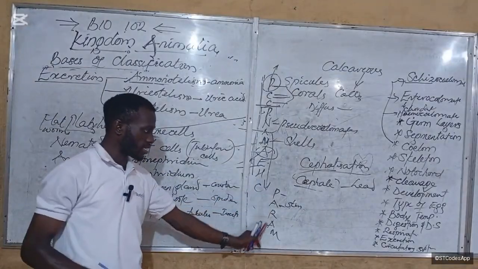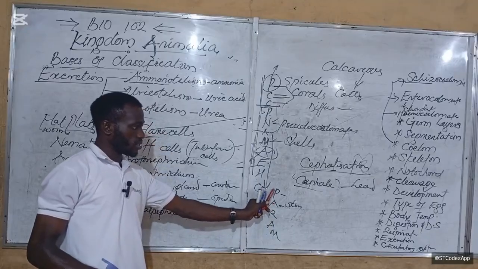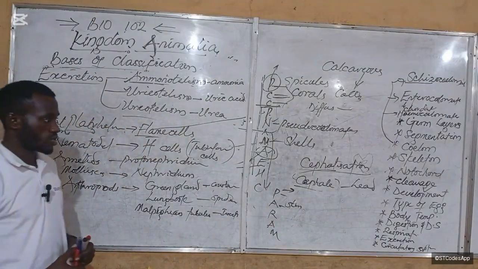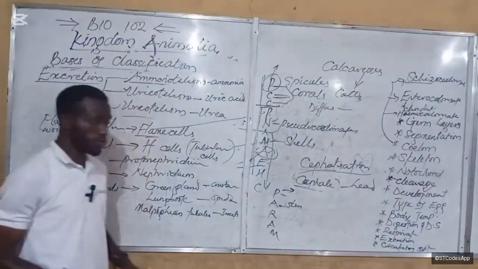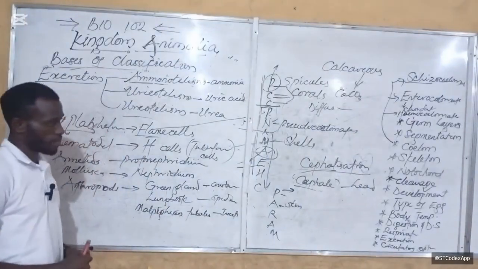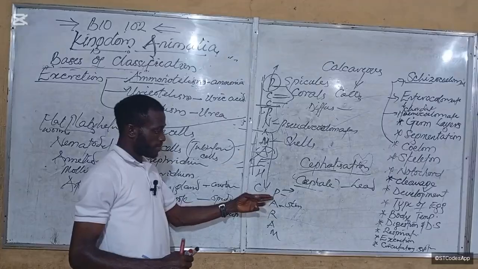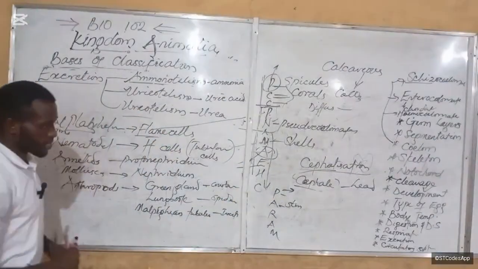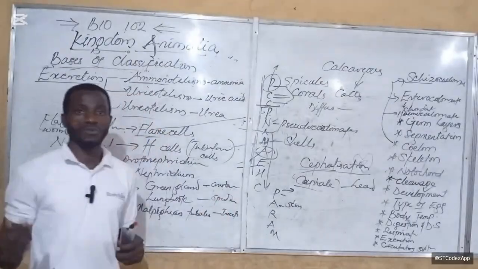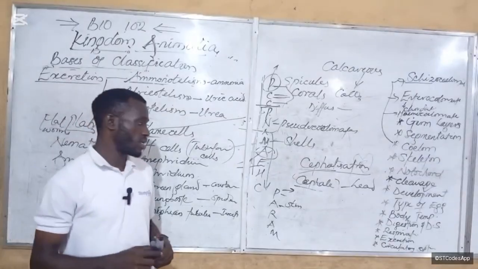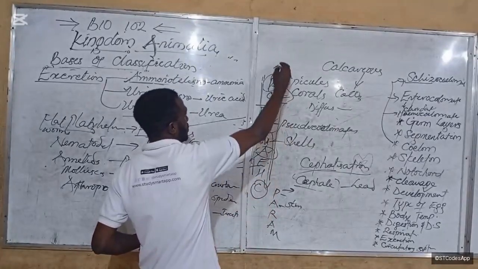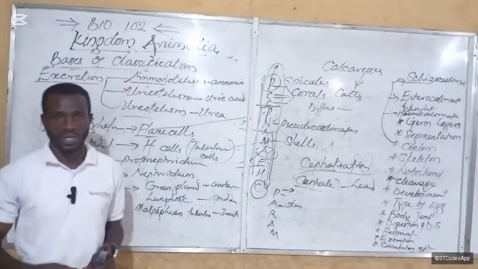Then chordates, like I said, they use kidneys. Yes, they all have kidneys. So that's that for excretion. Then circulatory system. We have two types, the open and the closed circulatory system. The closed circulatory system is seen only in chordates. The rest of them have open circulatory system.